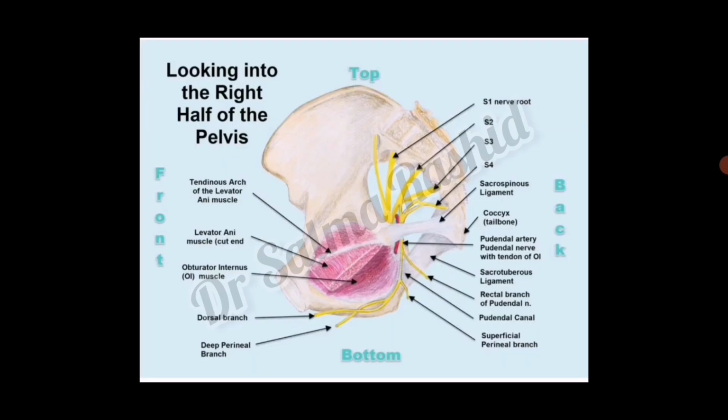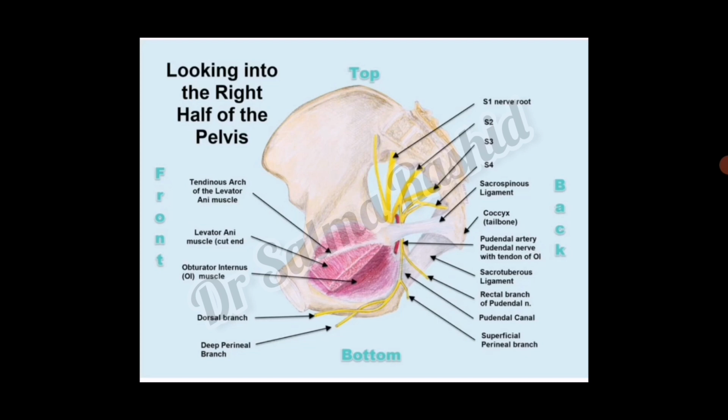In this diagram you can see the origin and route of the pudendal nerve. After arising from S2, S3 and S4, the pudendal nerve leaves the pelvis through the greater sciatic foramen. It re-enters the pelvis through the lesser sciatic foramen, and after that the pudendal nerve enters the pudendal canal. In the pudendal canal, the pudendal nerve gives the rectal branch and the superficial perineal branch. After leaving the pudendal canal, the pudendal nerve gives the dorsal branch and the deep perineal branch.